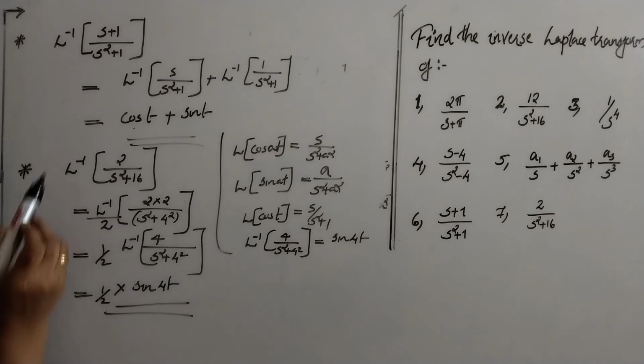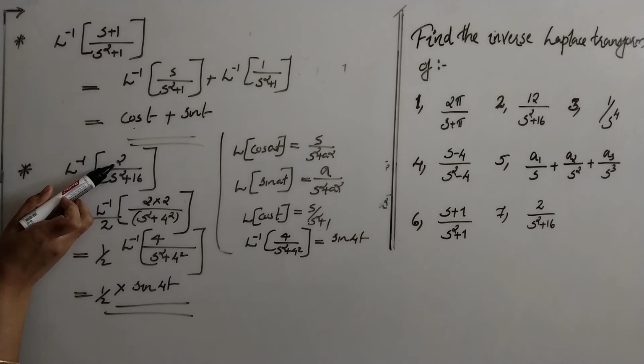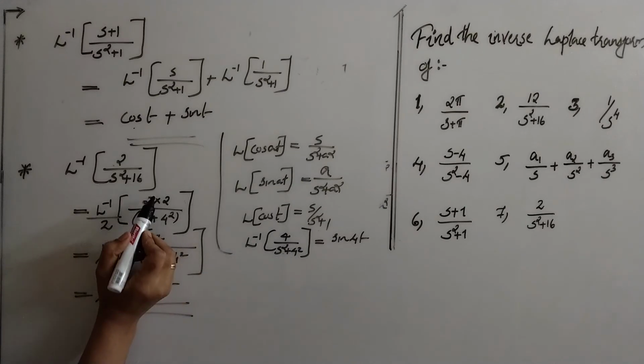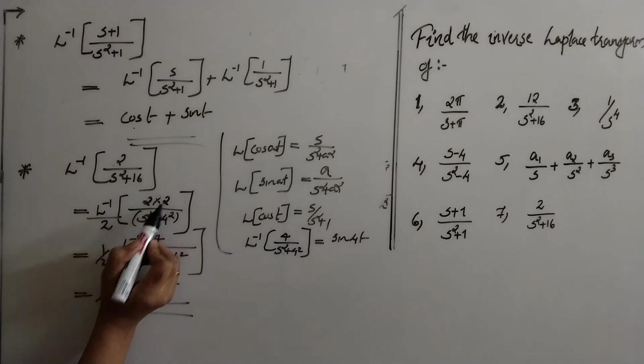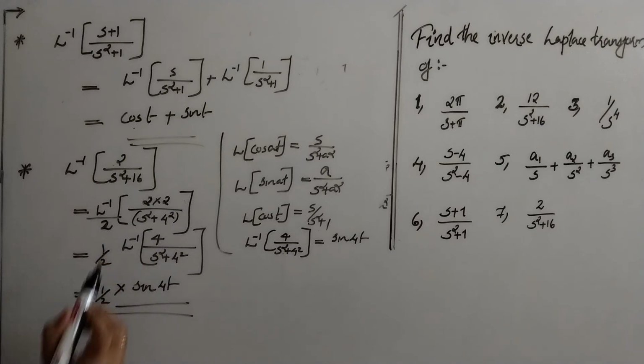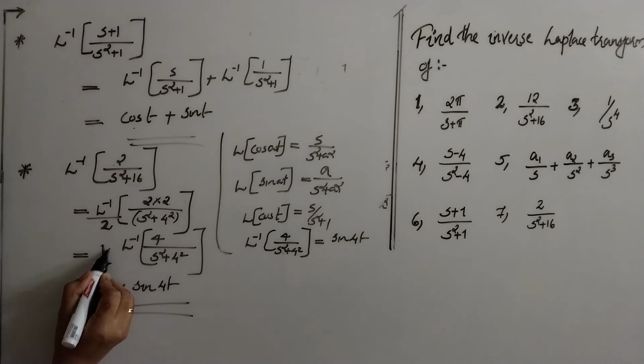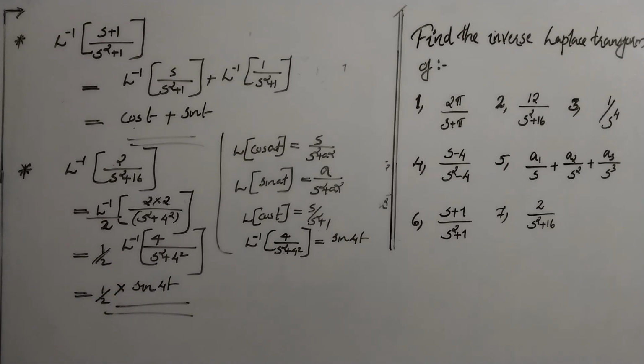Here we have only 2. So to make the form of a by s square plus a square, just multiply it with 2 and divide it. So this becomes 2 into 2, 4, 4 by s square plus 4 square. Here we have 1 by 2. So the answer is 1 by 2 into sin 4t.